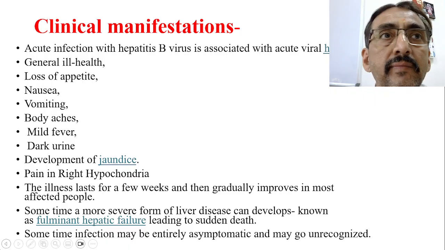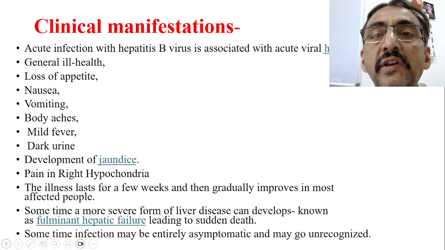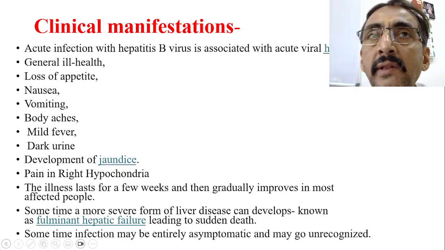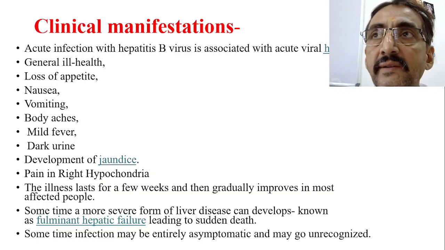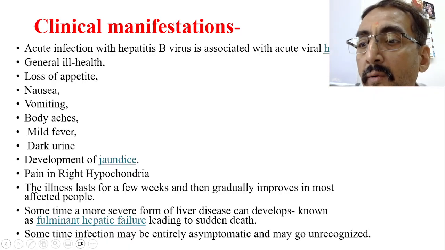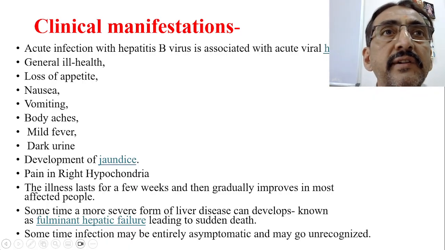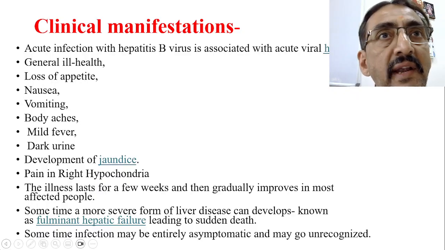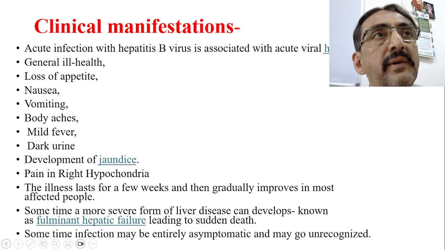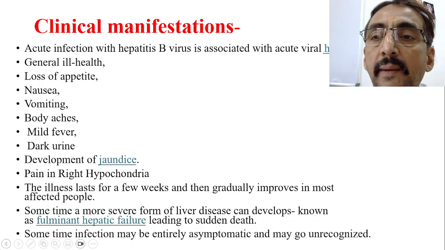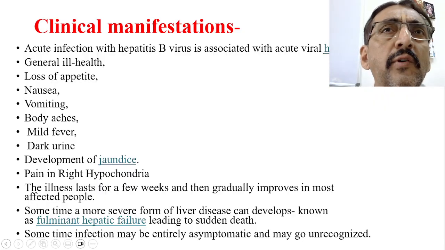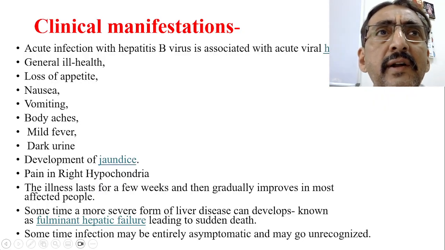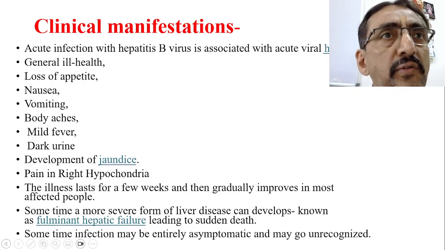So therefore, it can produce an acute infection of hepatitis B virus, which is associated with viral hepatitis. When the virus enters the body, if the body immune system resists it, definitely there will be an acute infection, isn't it? If the body immune system is not able to resist it, the infection may not be apparent, but the virus is growing inside. So acute infection may be there with the hepatitis B virus in association with acute viral hepatitis. There will be general ill health. The virus is slowly developing inside, spreading one by one, utilizing all the hepatocytes.